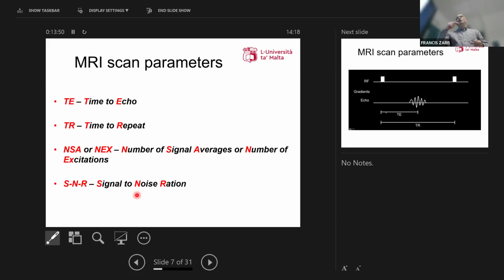SNR is the signal to noise ratio. We'll talk a bit more in detail regarding SNR, but as the name implies, it's the ratio between the signal and the surrounding noise. The higher the signal in relation to the noise, the better is the signal. Because if you have a signal which is almost the same as the noise, you won't be able to distinguish the signal coming from tissues from the surrounding noise. And you won't have enough detail on the image.